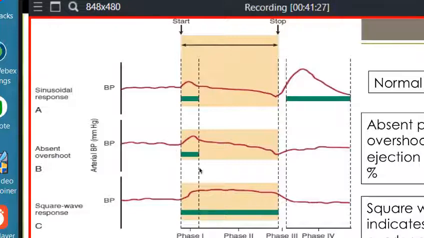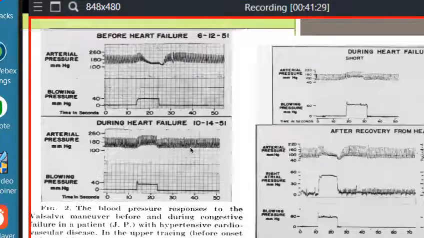So this is a representation of the same thing. On your left-hand side is a patient who has hypertensive heart disease, and before the heart failure sets in, he has a normal response to the Valsalva maneuver. That is, there's a fall in blood pressure during the strain phase and an overshoot of blood pressure during the release phase. Whereas when he develops heart failure, there's no fall in blood pressure during the strain phase, and similarly, there's no overshoot of blood pressure during the release phase.